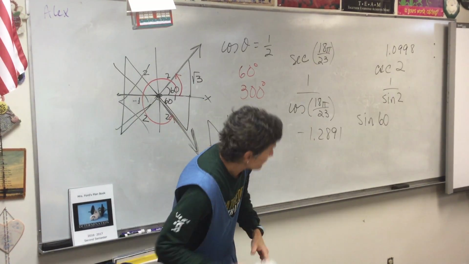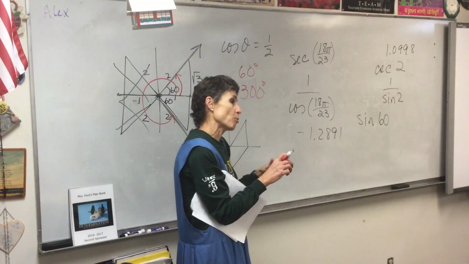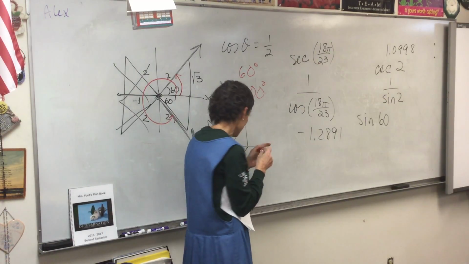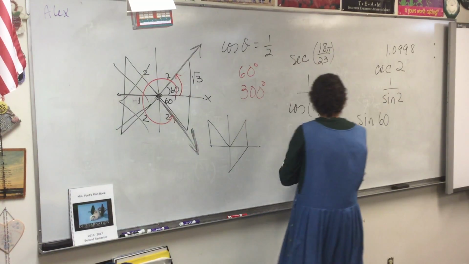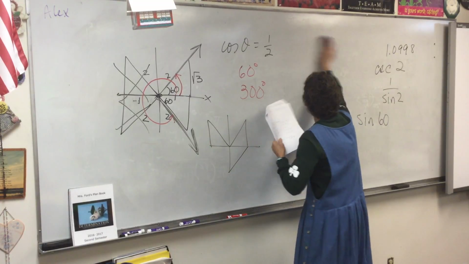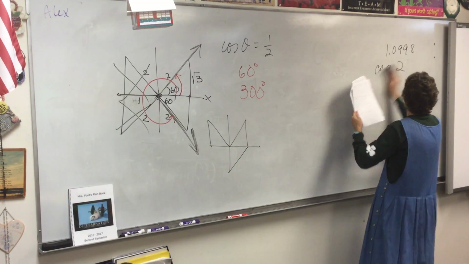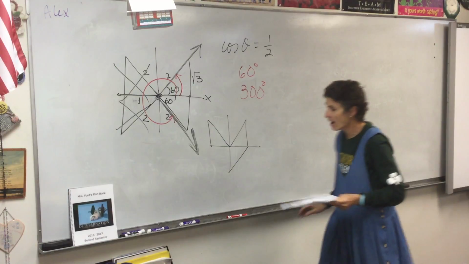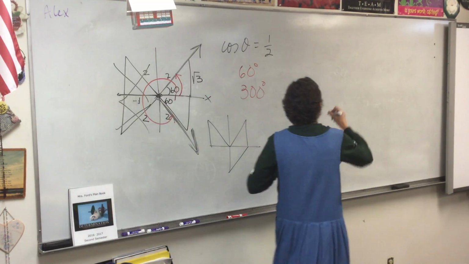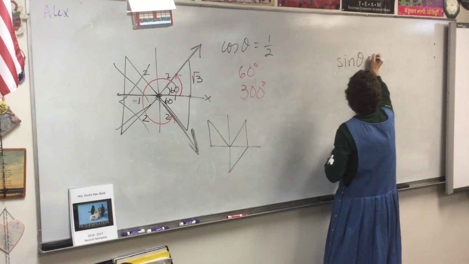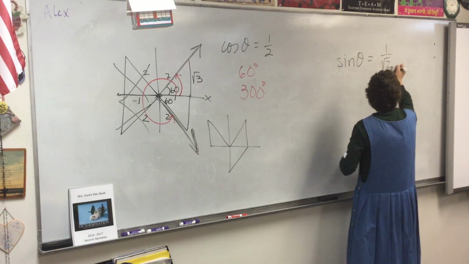Don't worry. All right, let's try the next one. This is probably the hardest part of the chapter, but we're going to figure it out. It'll be fine. So we're going to start with problem number two that says the sine of the angle is 1 over root 2.